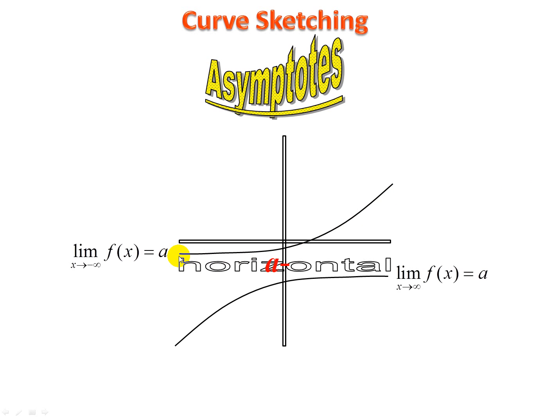This one, the horizontal asymptote: as x goes to the left forever, negative infinity, the y value is tending towards a. The function value is tending towards a. As x goes to the right forever, tending towards infinity, the y value, the function value, is getting closer and closer to a, tending towards a.